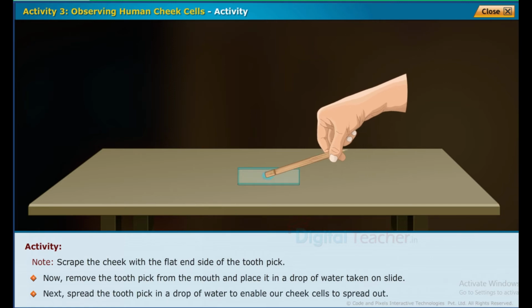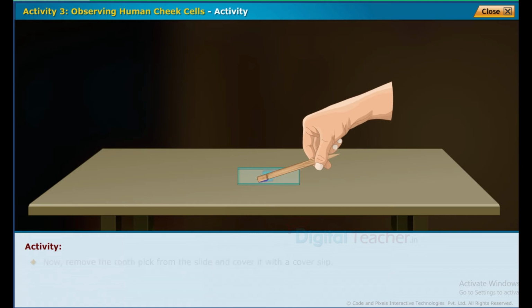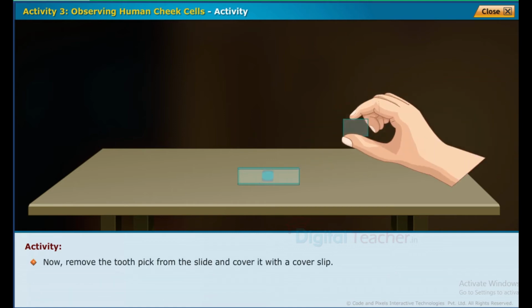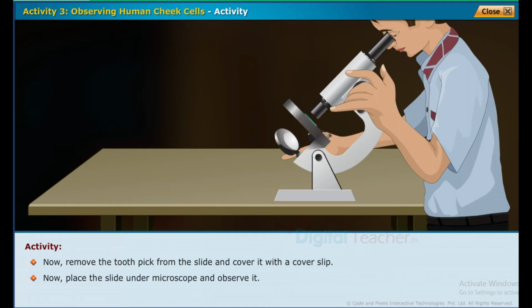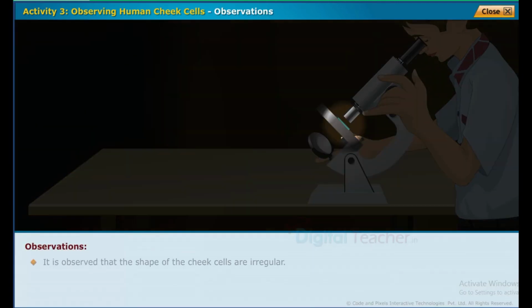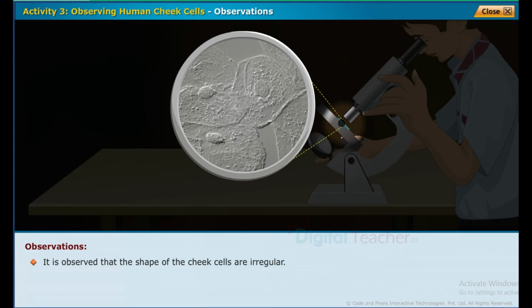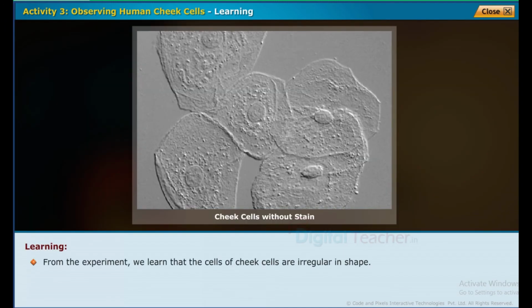Next, spread the toothpick in the drop of water to enable our cheek cells to spread out. Now, remove the toothpick from the slide and cover it with a cover slip. Now place the slide under a microscope and observe it. It is observed that the shape of the cheek cells is irregular. A dark-colored border is observed for each cheek cell. From the experiment, we learned that cheek cells are irregular in shape.